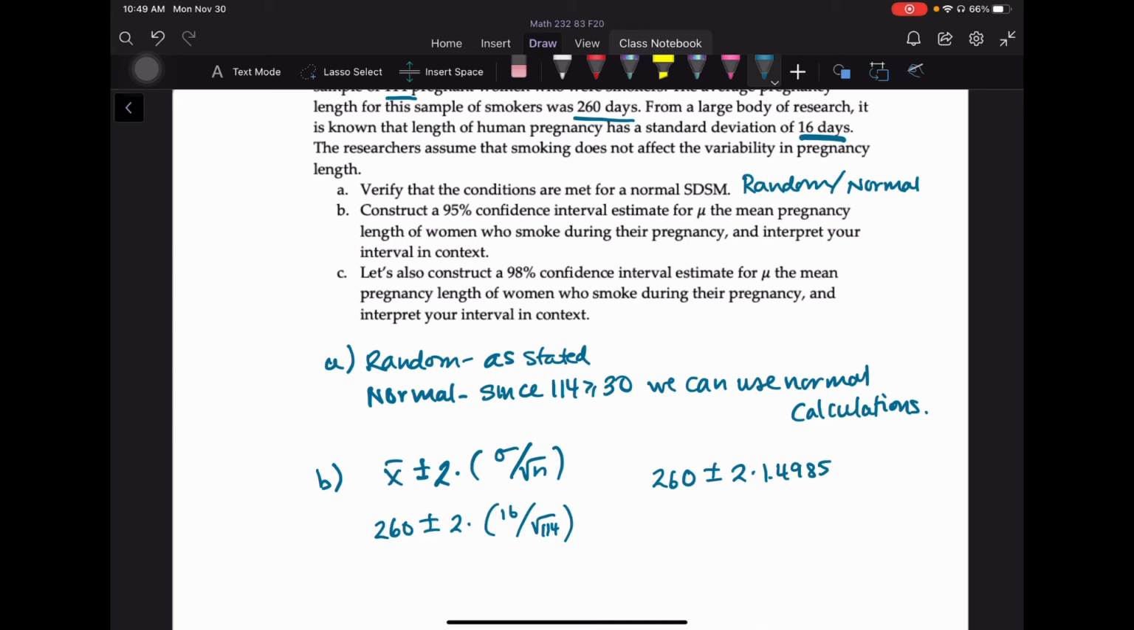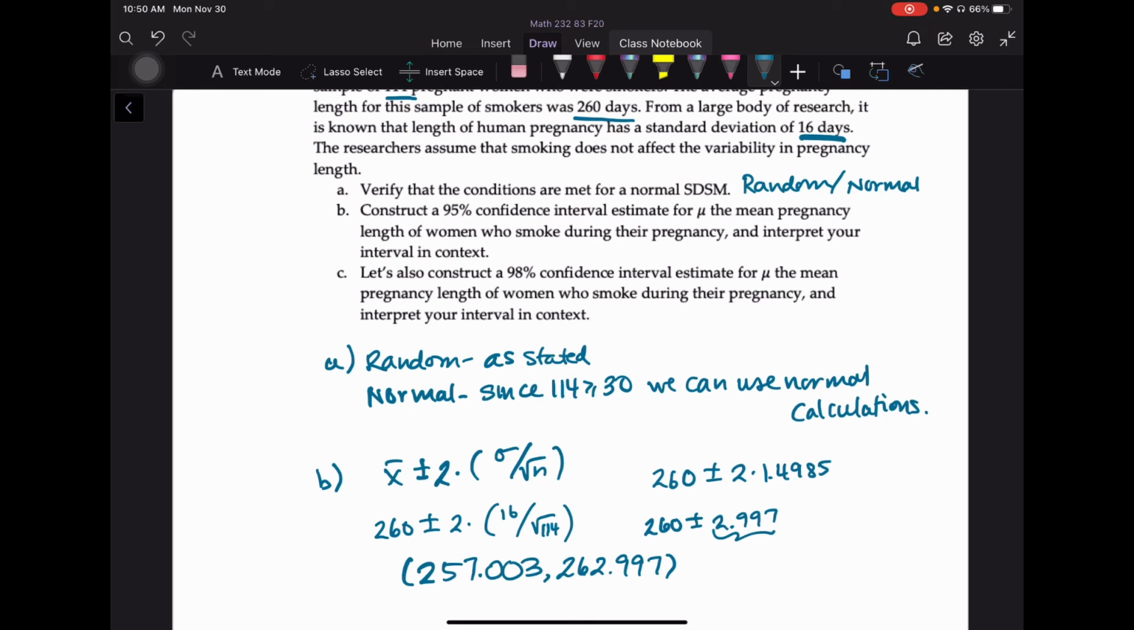I don't like to round until I get to my final answer because each time you round, you're actually adding error into the problem, and we don't want to do that. Multiplying 2 times 1.49, we have 260 plus or minus 2.997. This is our margin of error. We then do 260 minus 2.997, and we get 257.003. I like 3 decimals, 3 numbers behind the decimal. And then adding, we get 262.997.